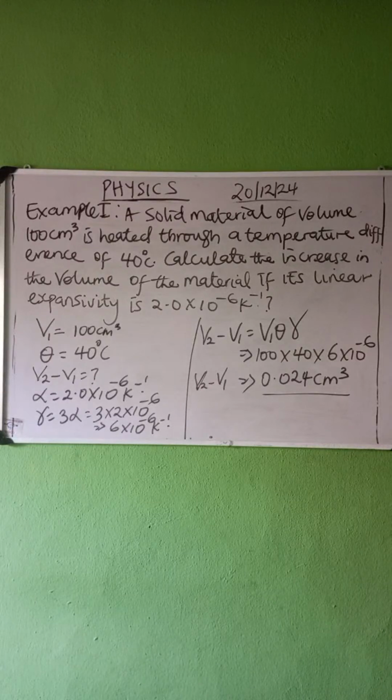Esther, let me run through and explain again because I want to solve two, three, four examples. It will help you to understand better. This one I asked to calculate the increase in the volume, and the formula for increase in the volume is V1 theta gamma. Like I said, gamma will not be given in a question, but gamma is equal to 3 alpha. By the time you multiply by 3, whatever you have becomes your gamma.